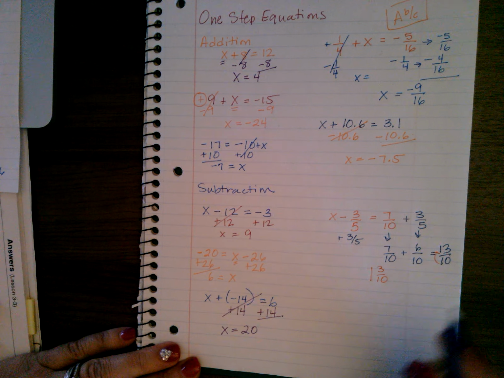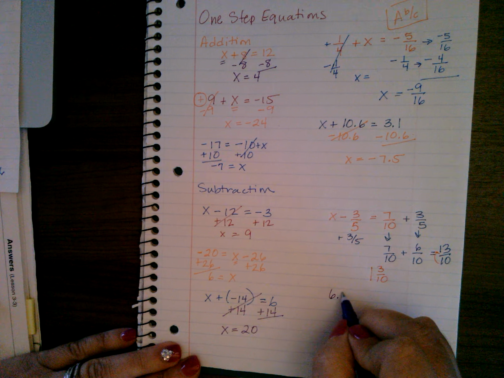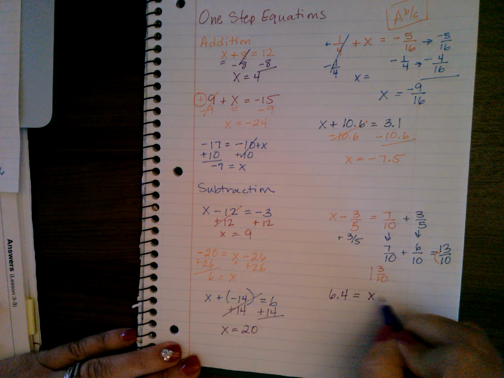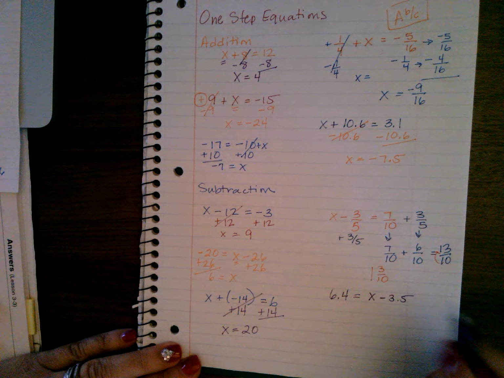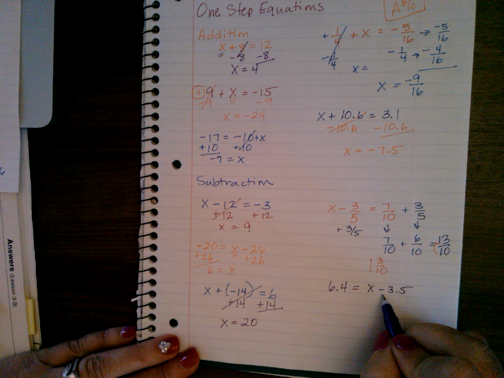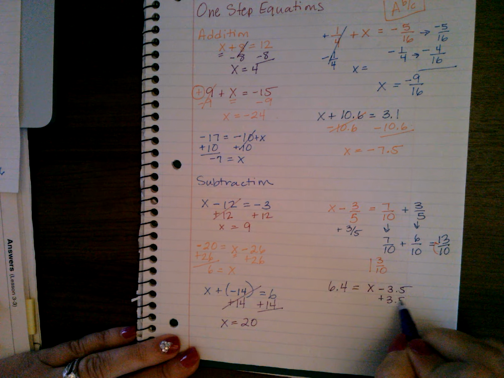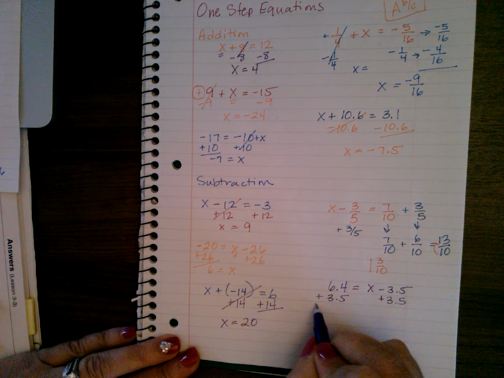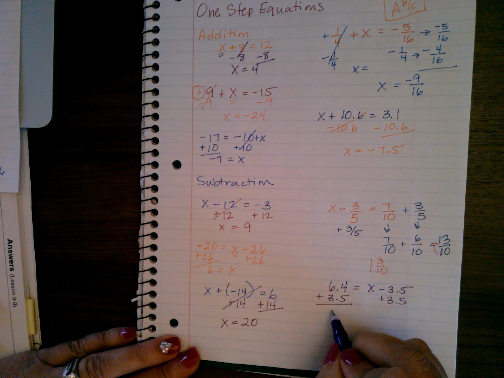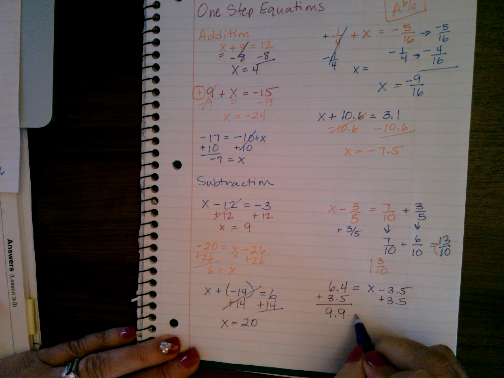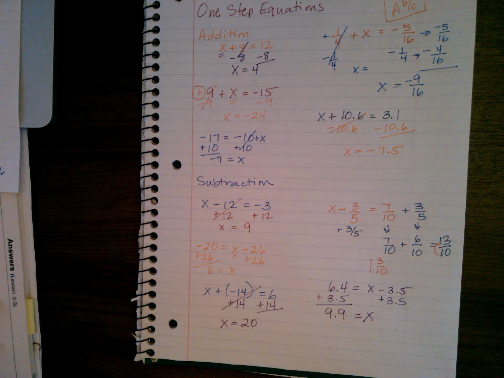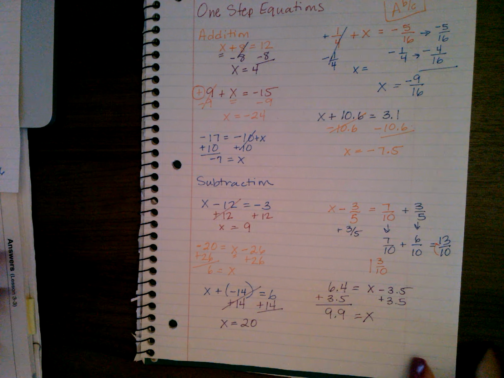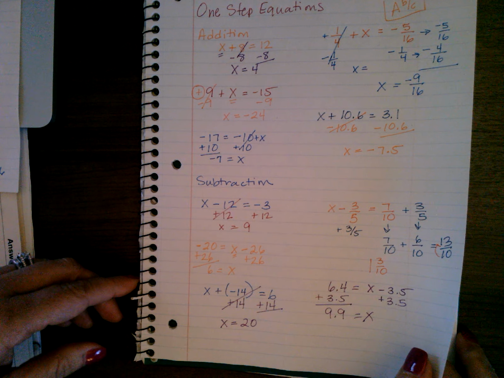With decimals, I could have 6.4 equals x minus 3.5. To isolate the variable, I would need to add 3.5 to both sides, and I would end at 9.9. So we have covered addition and subtraction. Feel free to rewind the video, pause it as necessary. Now I would like to move on to multiplication.